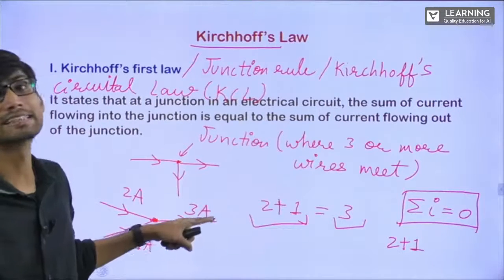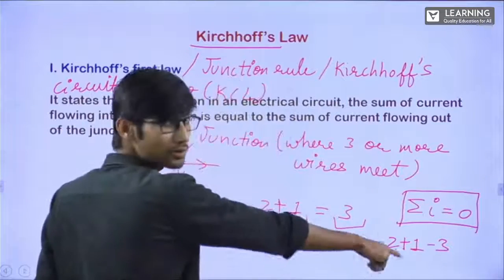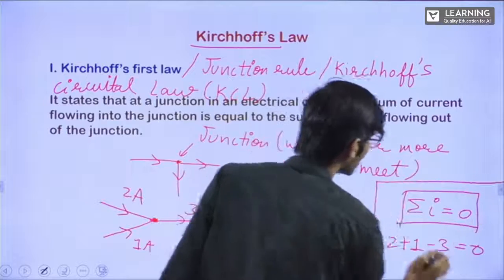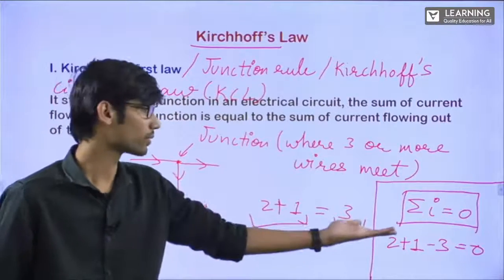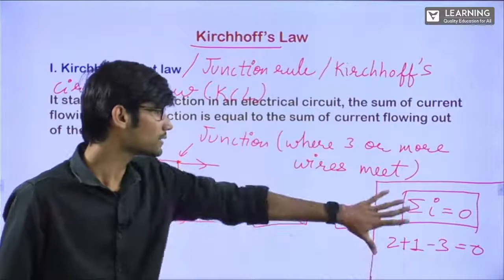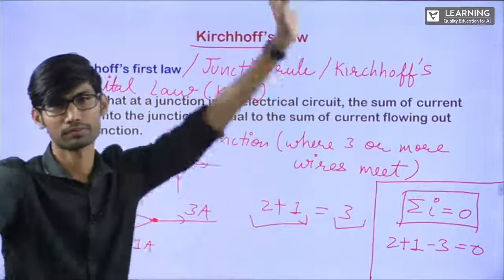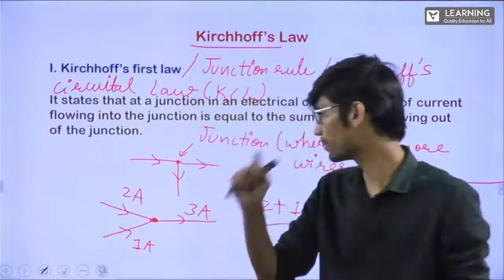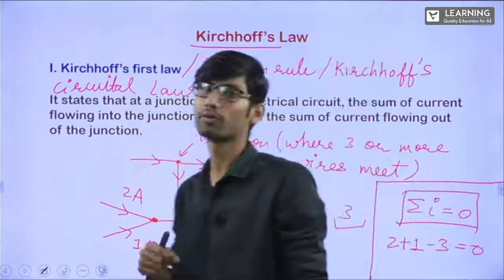This 3 is exiting, so I will take minus 3. Now just tell me the sum, 2 plus 1, 3 minus 3 is equal to 0. Clear? So this is also one way of understanding this law. Sigma I is 0. Either you can understand it this way or that way. If you are learning this, you just have to remember: current entering you have to take as positive, current exiting you have to take as negative.